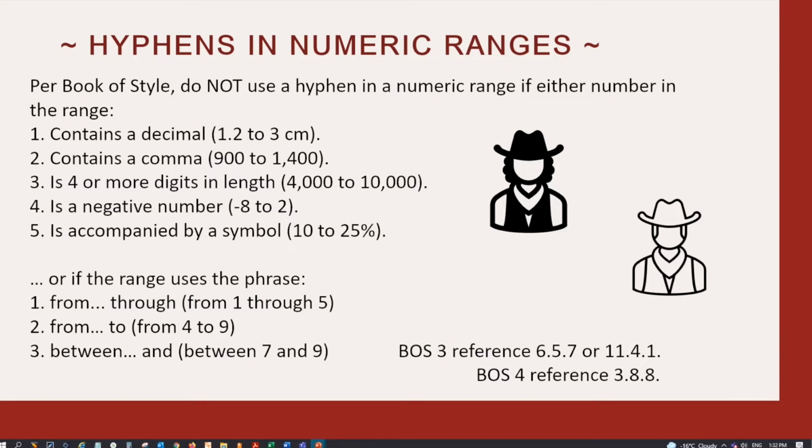I remember I had a Post-it note with all these things written on it. It took me a long time to get used to them, and I see these errors quite often in reports. So I've given you the book of style references there. In book of style 3, 657 and 1141 have the exact same notes, just repeated twice in book of style 3. And in book of style 4, it's 3.8.8. You definitely want to bookmark those because this comes up constantly in reports.